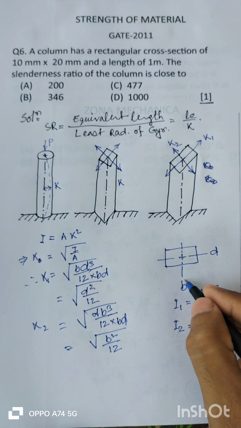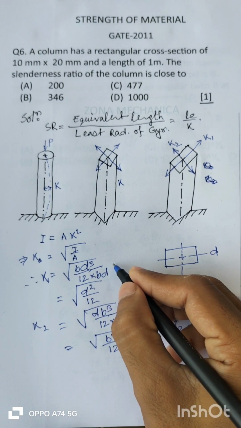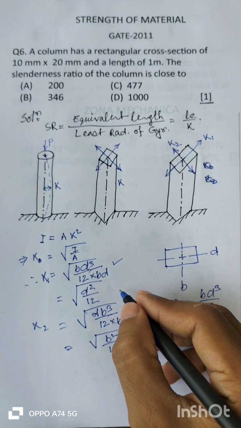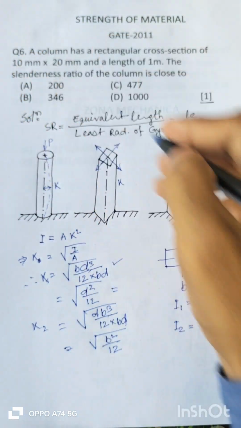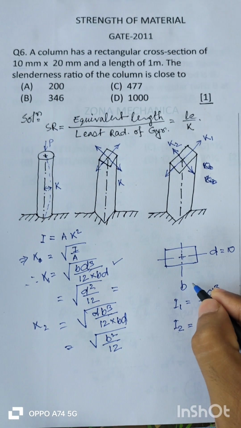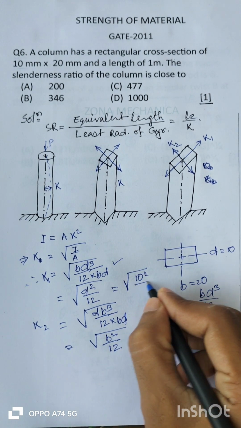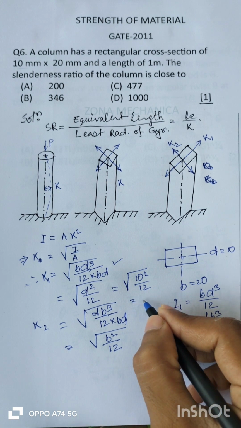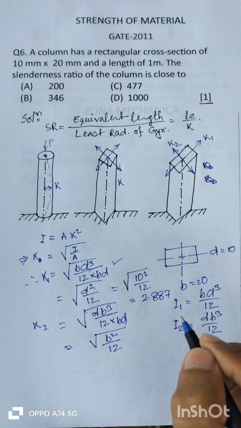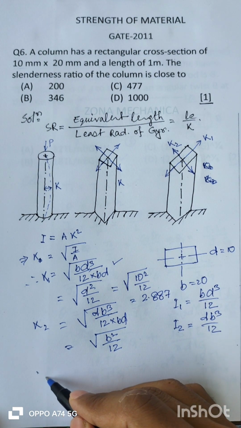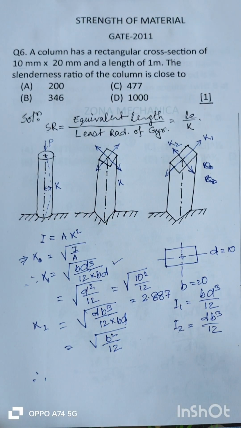So in our case, we have considered B as the longer side, so K1 will be the least radius of gyration. So D is, in our case, 10 mm and B is 20 mm. So K1 is root over of 10 square by 12, that is equal to 2.887. So we have to take the least radius of gyration in the calculation of slenderness ratio.